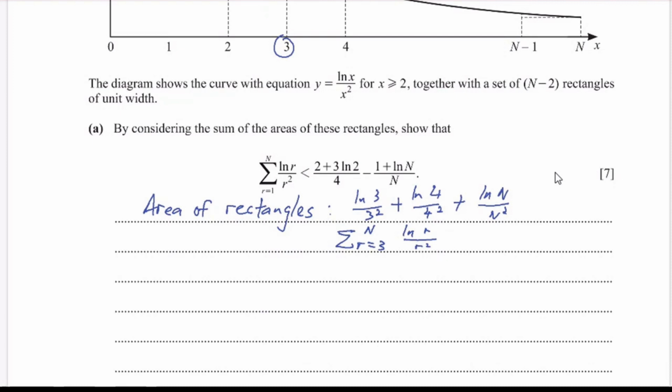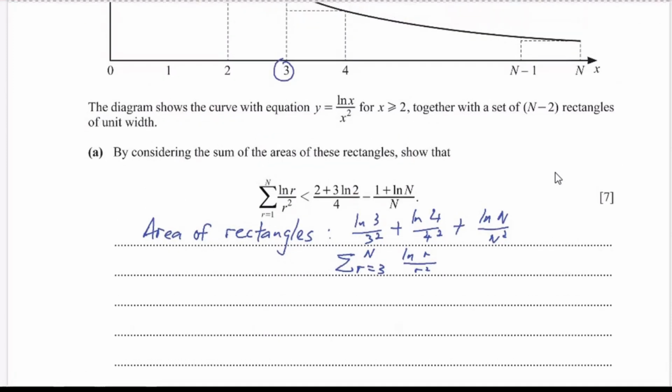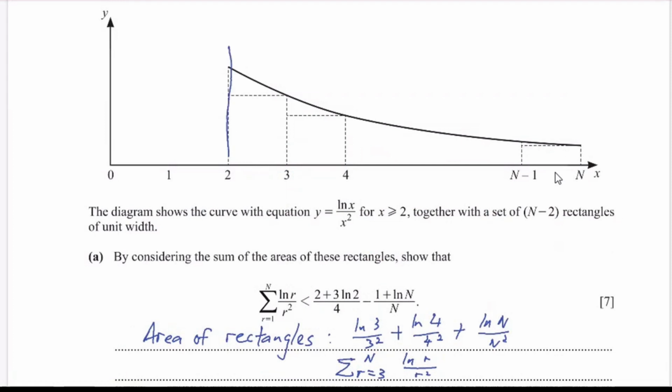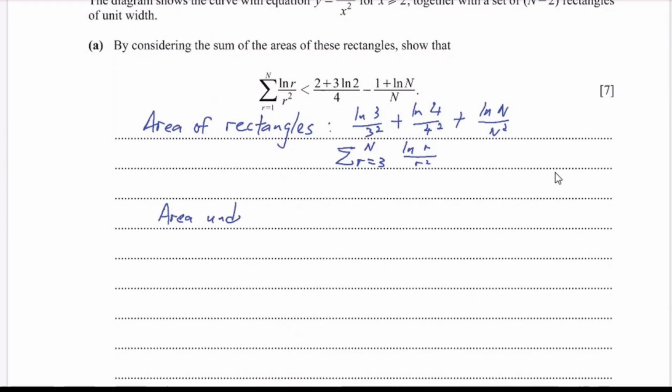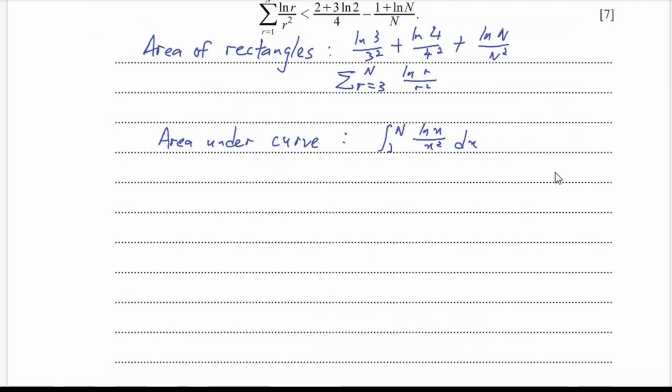What we are going to consider later on is that we are just comparing from here to here. So we are considering integrating from 2 to n. The area under the curve here is the integral from 2 to n of ln x over x squared dx. Why does it have 7 marks here? Because we can integrate it using integration by parts. We need to use by parts to integrate that.